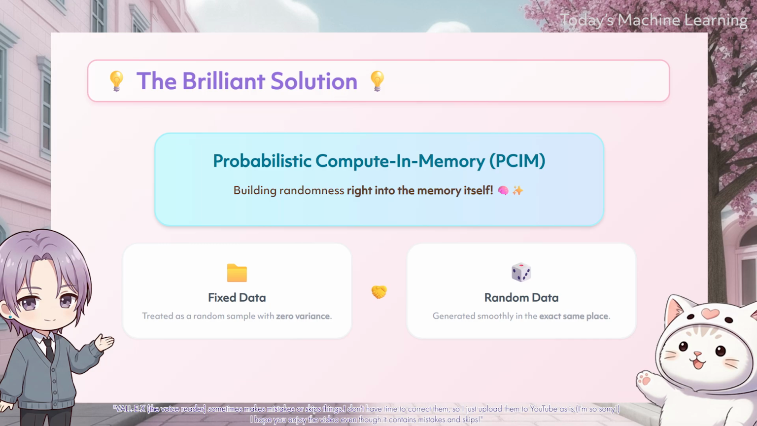They suggest a new way of building computers called probabilistic computed memory. Instead of having a separate random number generator far away, they want to build the randomness right into the memory itself. They introduced a unified data access perspective. This means the computer treats normal fixed data simply as a random sample that has 0 variance. So whether the AI needs a fixed number or a completely random one, the memory handles it all smoothly in one single place. And this completely removes the traffic jam, allowing the AI to run much faster and more efficiently.